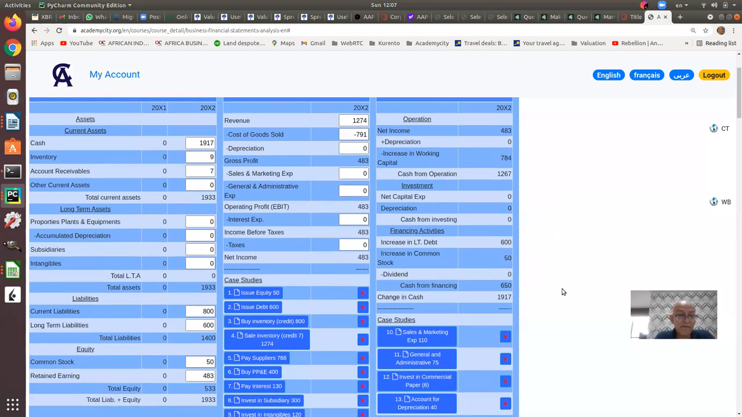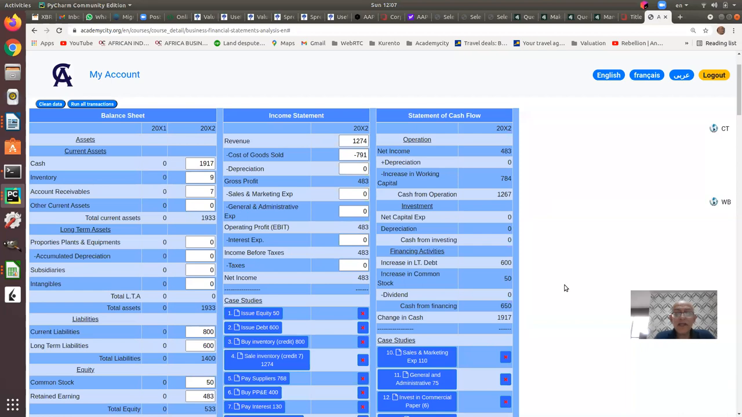Transaction number 5, pay suppliers. What happened with pay suppliers? Our cash goes down, and account payables go down. And what happened to the working capital? These transactions, let's say it again, I'm paying suppliers. My cash goes down, it doesn't affect current assets, not including cash, because it affected the cash.